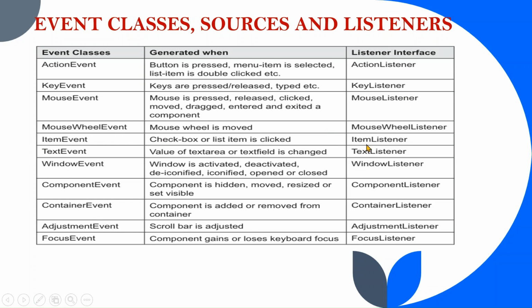For mouse wheel event, mouse wheel listener is there. Item event, item listener. Text event, text listener. Window event, window listener. Component event, component listener. Container event, container listener. Adjustment event, adjustment listener. Focus event, focus listener. Now these are all things we have already seen, but you need to understand what type of events and what type of listeners exist.